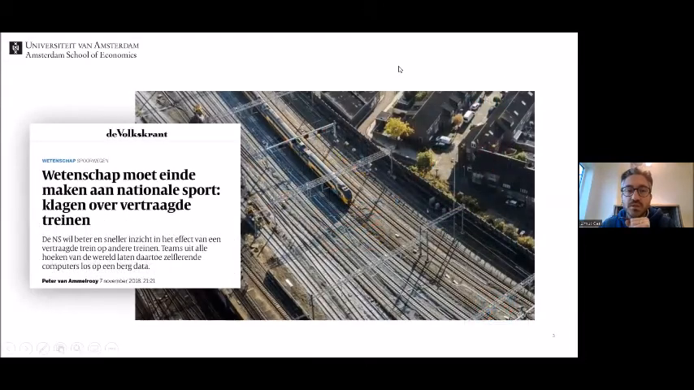Here is another example. This is also an article from the Volkskrant. And this is an article about the NS, the Dutch railway company. And this is from 2018, I think. So at that time, the railway company was hiring people to go through their data sets to improve their operations, essentially, and to minimize late trains or canceled trains. And some of our graduates are also involved or were also involved in this project as well.